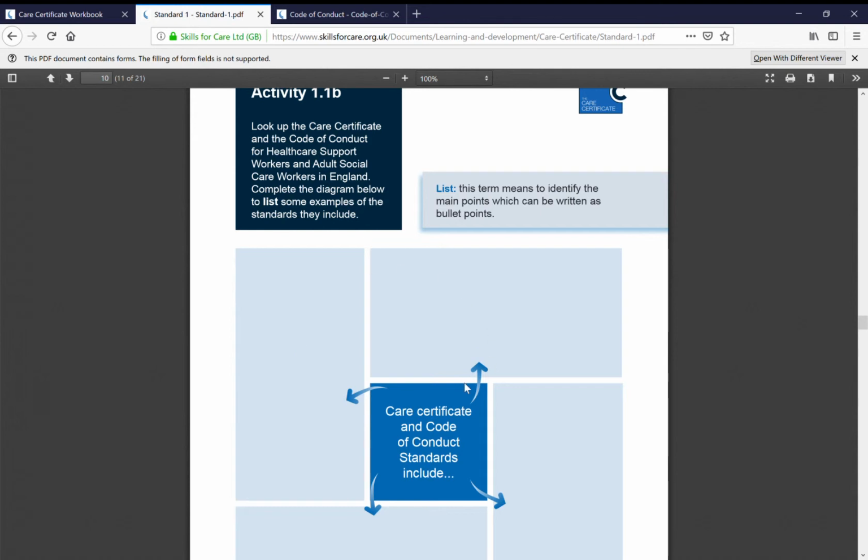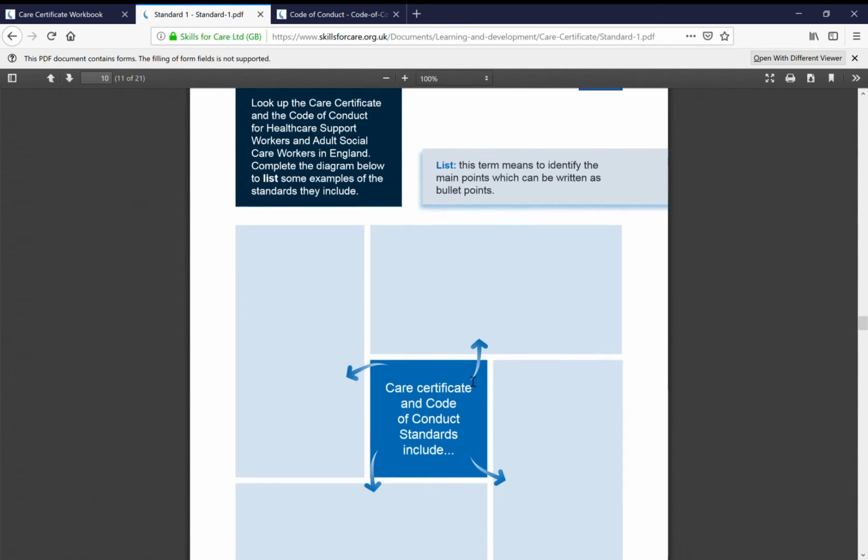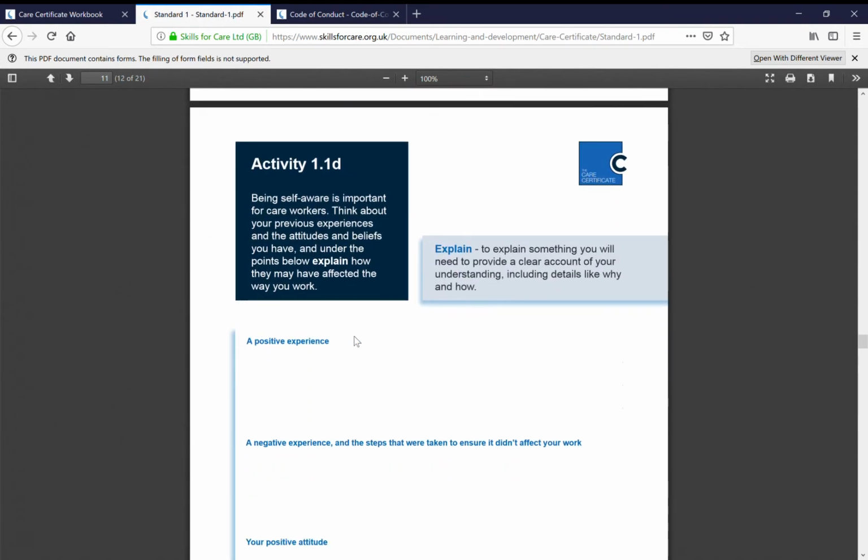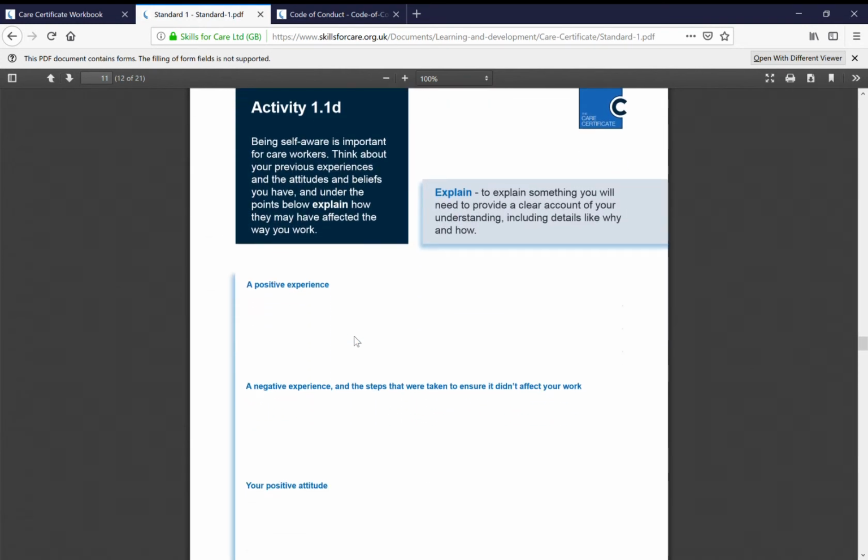And also have a look at the care certificate and the 15 standards there when you're writing your list. So activity 1.1d. What we're looking at is being self-aware. It's important for care workers.